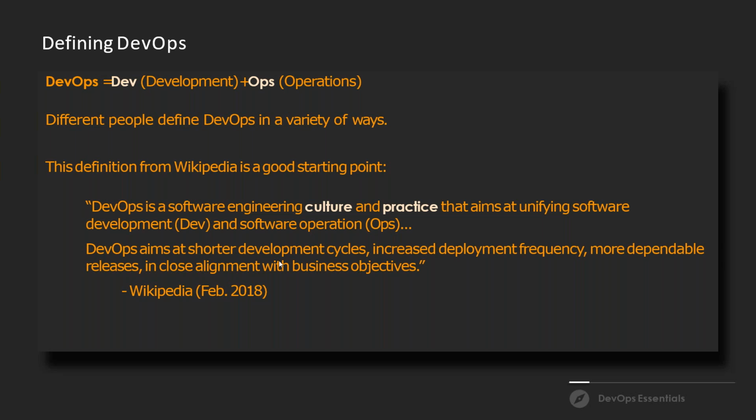DevOps aims at shorter deployment cycles, increased deployment frequency, more dependable releases, and close alignment with business objectives. So just to explain to you guys: shorter development cycles, increased deployment frequency, more dependable releases, and close alignment with business objectives. What are all these now? Let me give you a simple example so that you can correlate how this basically works.